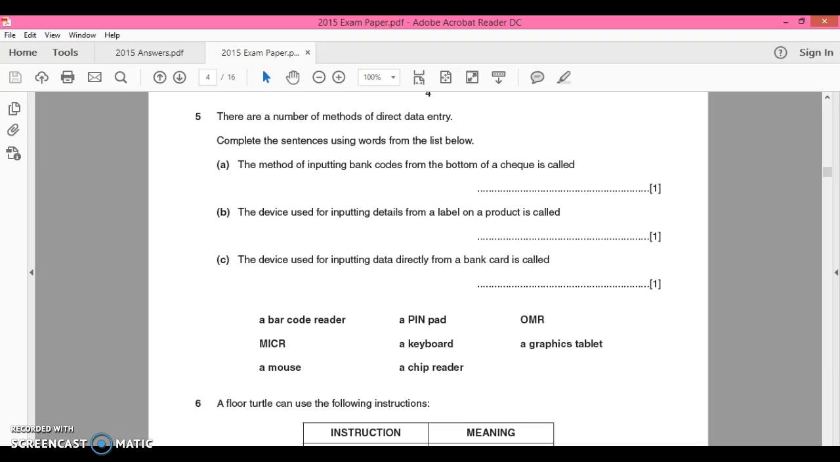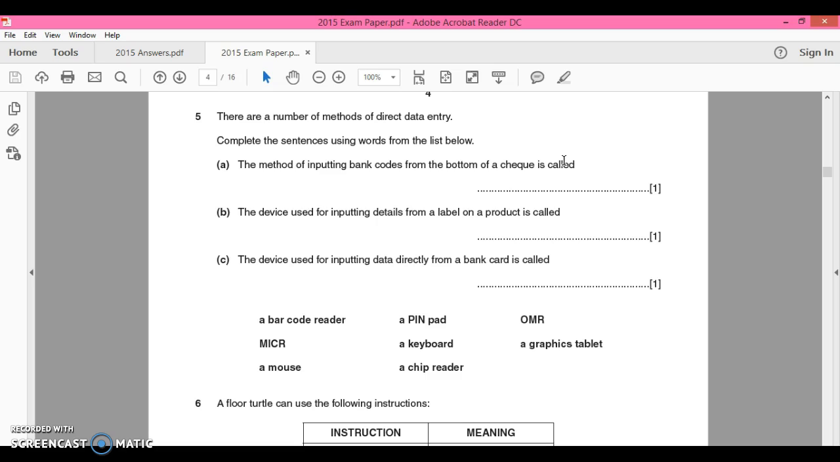Okay, so we're looking at direct data entry. There are a number of methods of direct data entry. Complete the sentences from the list below. Now, direct data entry is when you're using an input device to put data directly into the computer from another source. Okay, so it says a method of inputting bank codes from the bottom of a check is called.